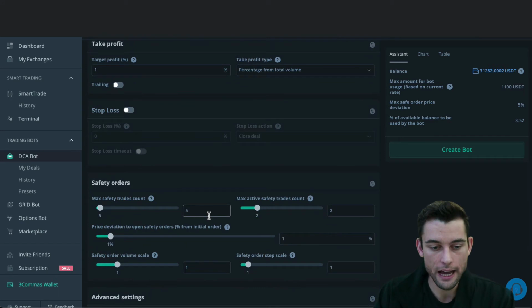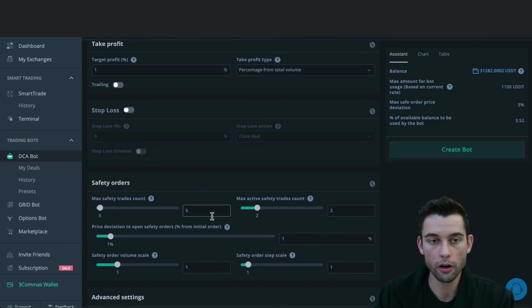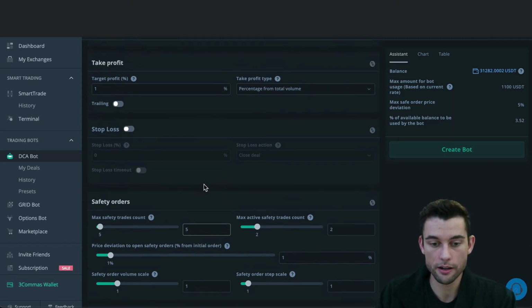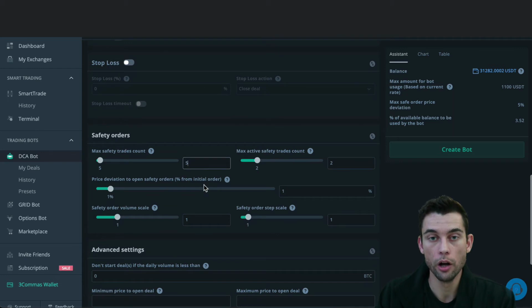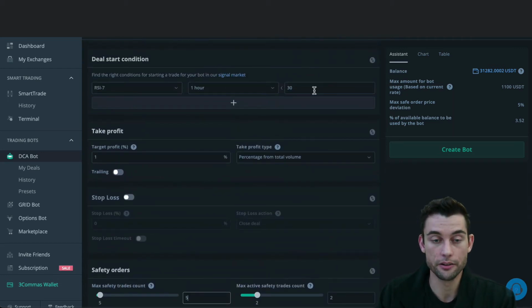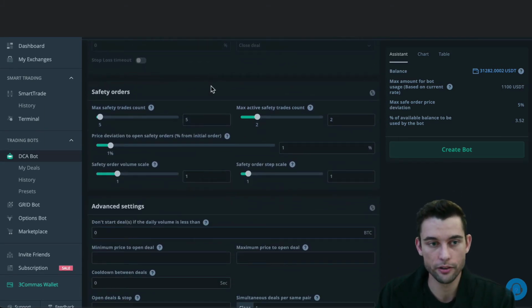So if we have, let's say, 5 as our max safety trades count, what we want to do is look at the chart and determine what percentage deviation below our base order, how many percentage points the price typically goes below our base order once the RSI 7 on the 1 hour time frame hits under 30. And if that doesn't make any sense, let me explain it to you right now. Let's go back into TradingView and check it out.